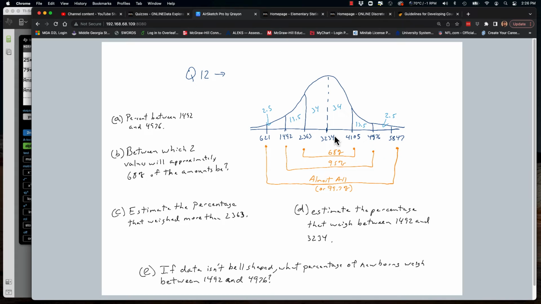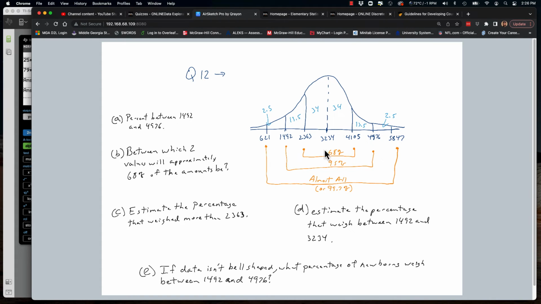What I did is I took the mean, stuck it in the center, and then I took the value of 871 and added it to 3234 to get 4105. Then I added 871 to that value to get the next standard deviation unit above, which is 4976. And then I did it again to get 5847. To go below, I always go 3 standard deviations below and above when I draw this out. So I subtracted 871 from 3234 to get 2363, and then subtracted it again from that value to get 1492, and subtracted 871 again to get 621.